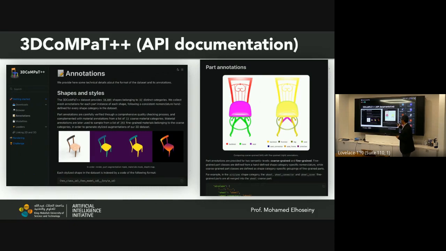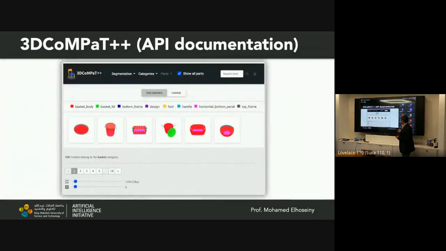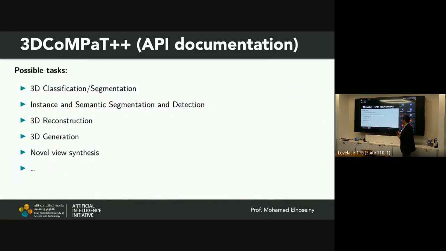You can actually visualize the parts, and there is, I think, a web interface where you can open some 3D models and look at the names of the parts and so on, and you can browse through them if this is interesting. Tasks that can be explored with this are all the standard 3D tasks: 2D and 3D classification, instance segmentation, 3D reconstruction, 3D generation, novel view instances.